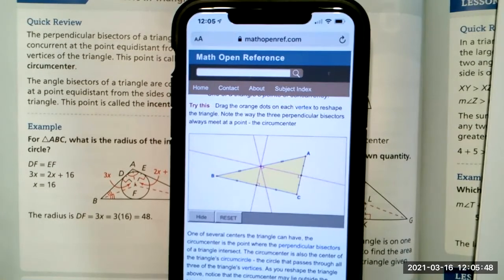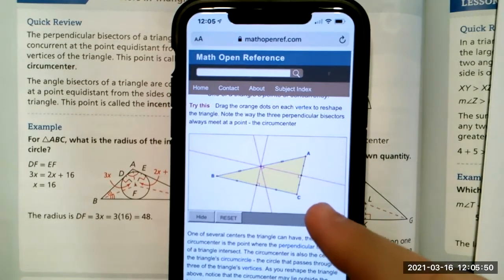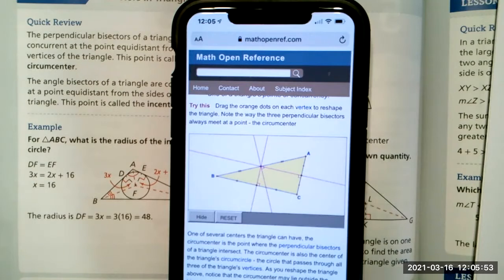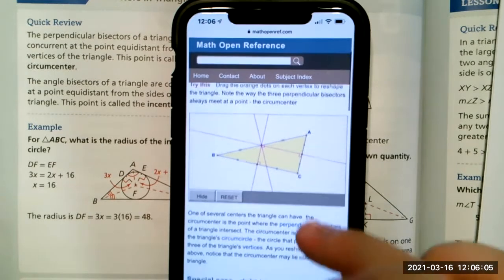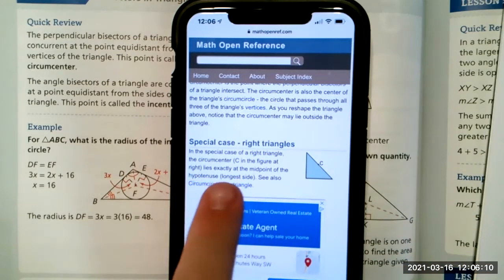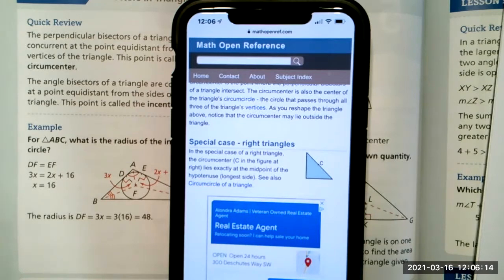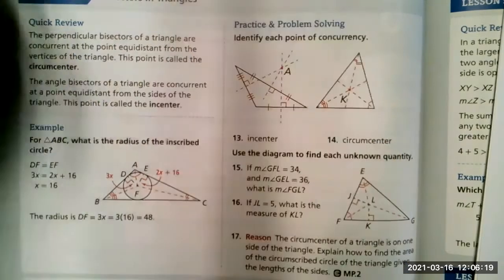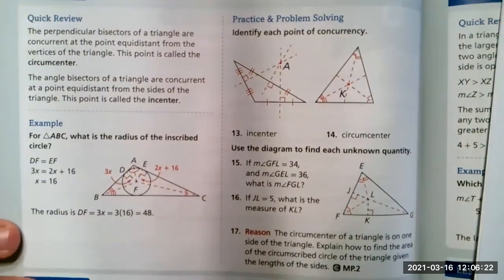what kind of triangle does it form? Well, it doesn't outright say it at angle C, but this is a right triangle. So the only way for this to happen, where that circumcenter is on one of the sides, specifically the hypotenuse, is if you have a right triangle. Let's see if special case right triangles, I bet you this is it. In the special case of a right triangle, the circumcenter C right there lies exactly at the midpoint. So it's right in the middle of the hypotenuse. So they're just trying to get you to look at a special case type of triangle here.